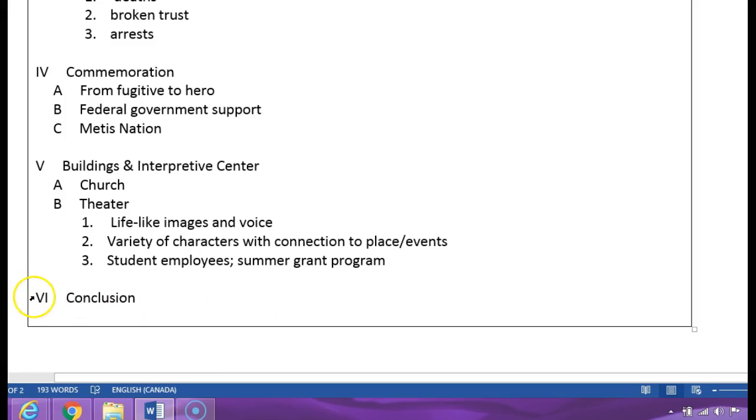When you get to the conclusion, you simply put a Roman numeral, whatever your last one is, with the word conclusion beside it. You don't have to put any subheadings under there like restate thesis and anything. That's for a literature-based paper. This is not literature-based, it is research-based.